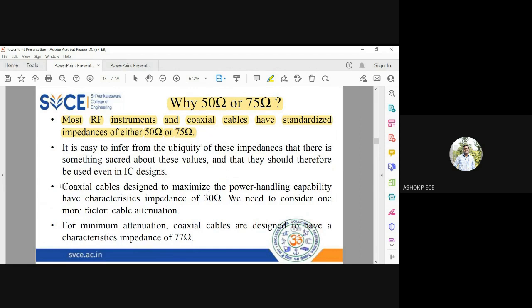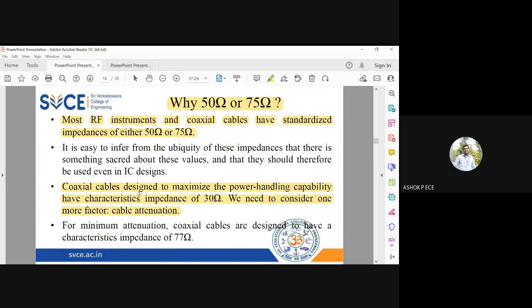So if you take coaxial cables, two conditions are there. One is the cable should have maximum power. It should handle maximum power. And second is the cable should have minimum attenuation, or the loss of power should be very minimal.